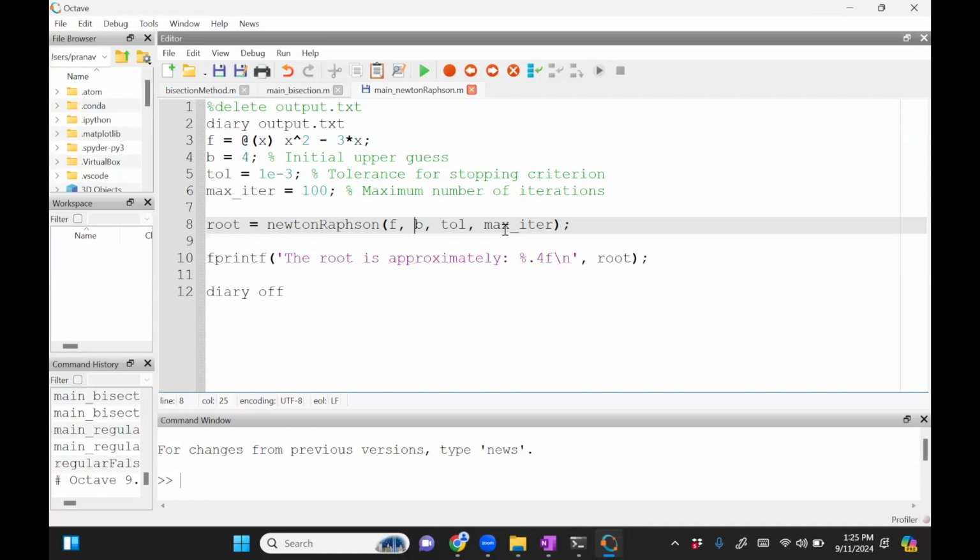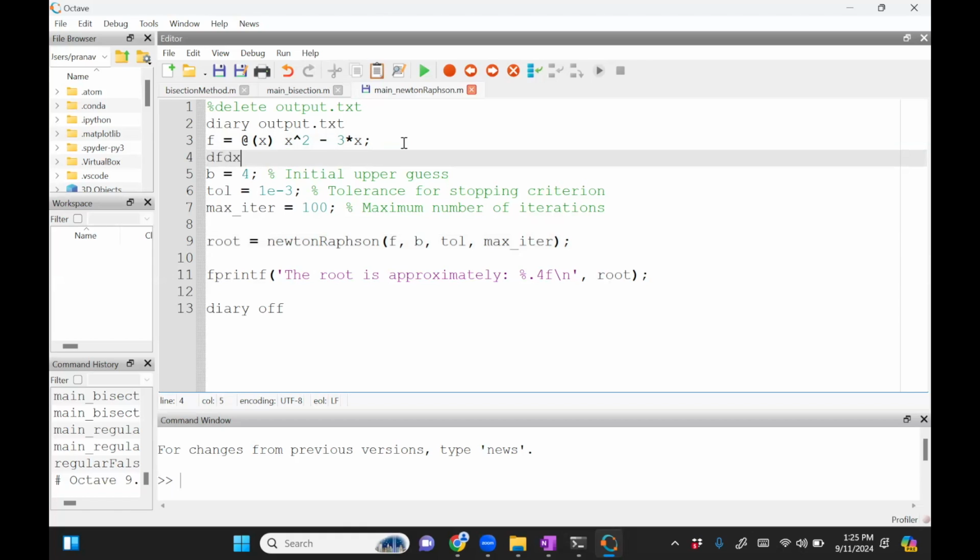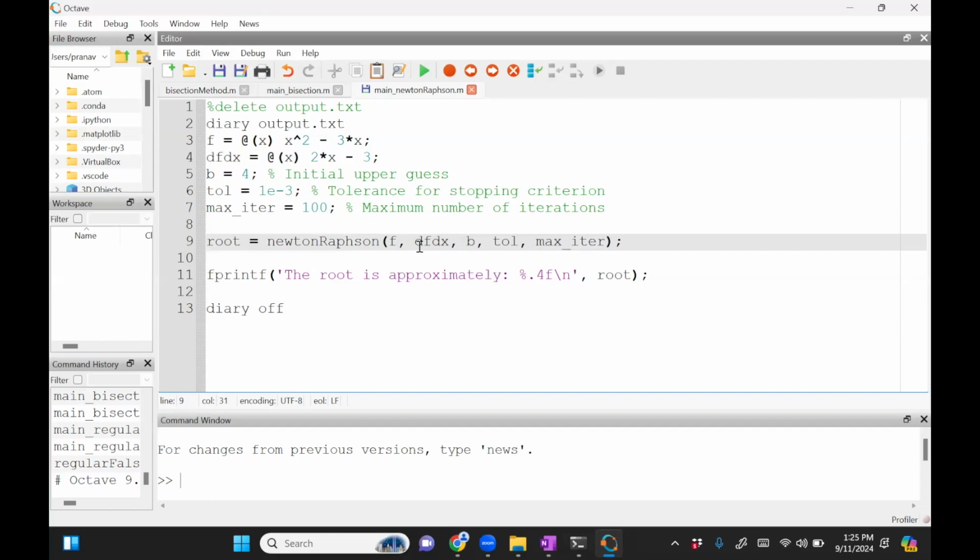Tolerance, max iterate. Now it turns out that I need something else for this method, right? I need f and df dx, or the derivative of f. So let me define that. The derivative of x squared minus 3x is 2 times x minus 3. So here, instead of having the second argument, I'll pass df dx. If you like, it's better to call it a, I think. Okay, so now we are left with creating that function Newton Raphson.